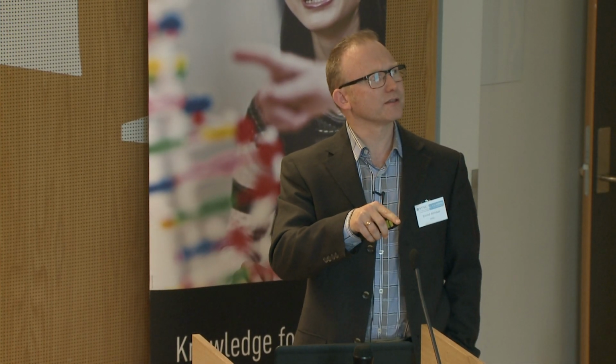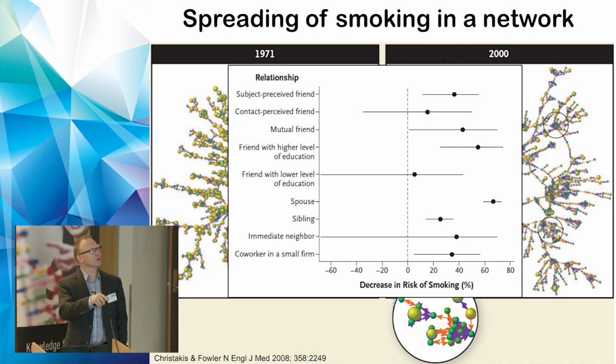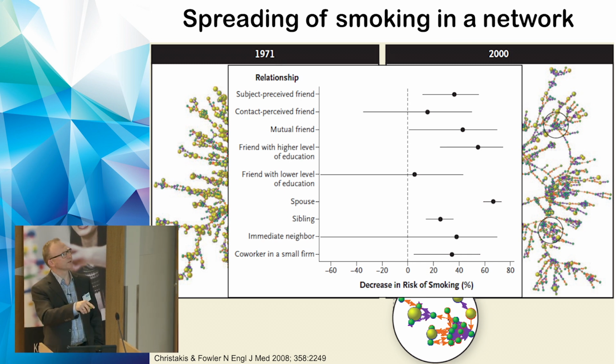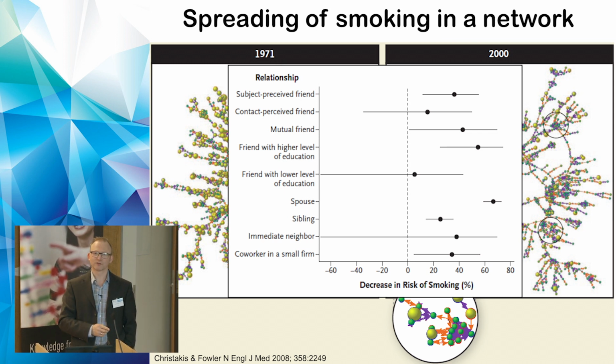And the stopping of smoking: if your friend, what you perceive as a friend, stops smoking, there's a decrease in the risk of you smoking. That's about, if I can read this sideways, 40%. Now, if your spouse stops smoking, that has a significant impact on your chance of stopping smoking.